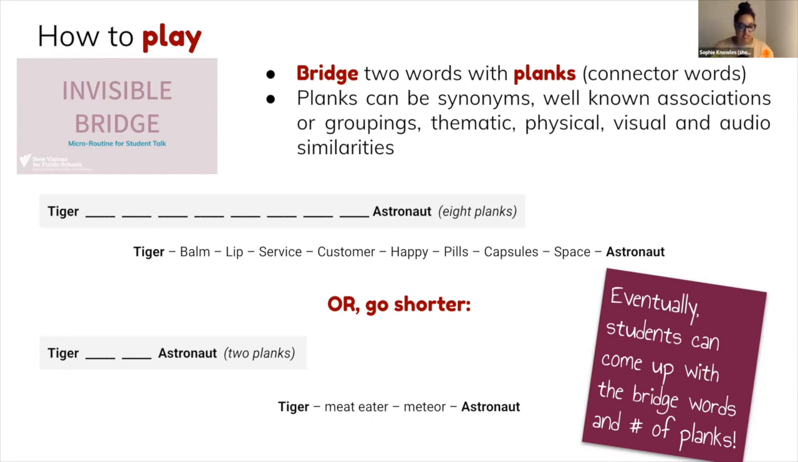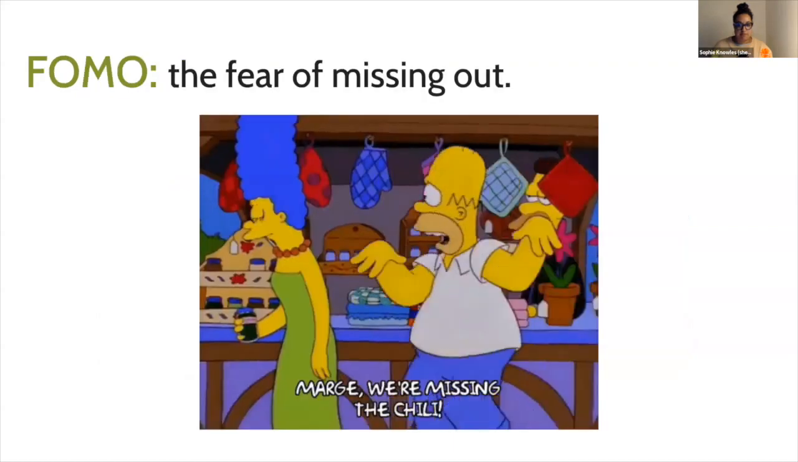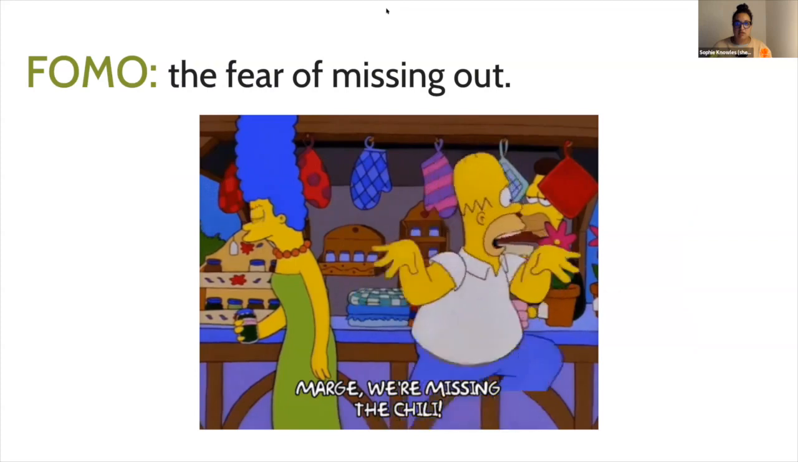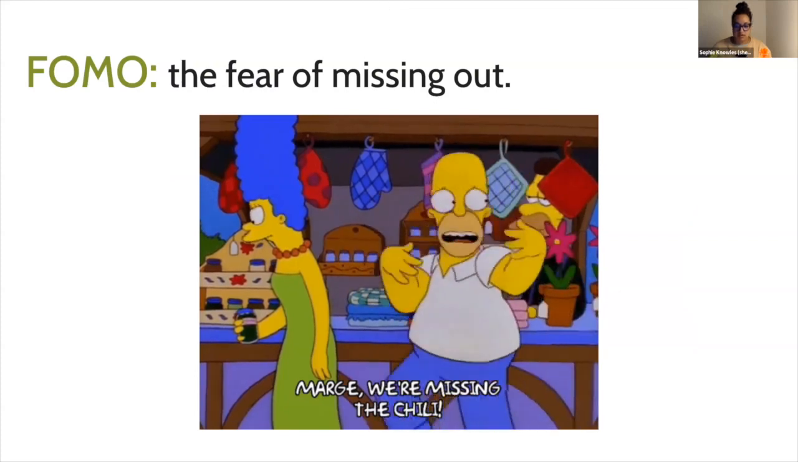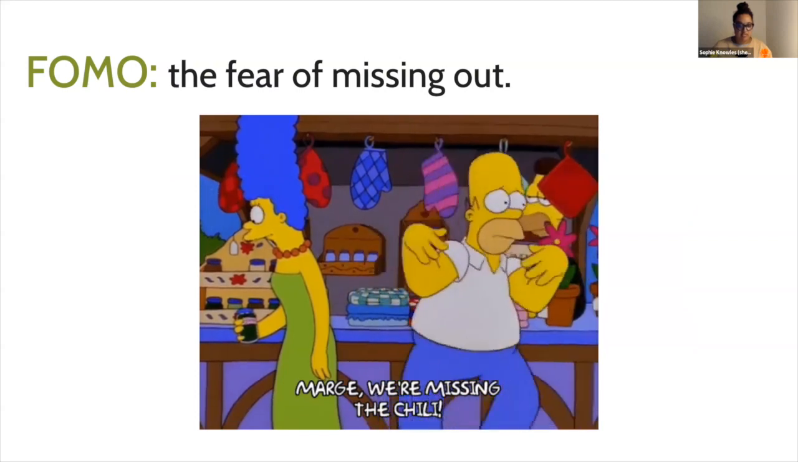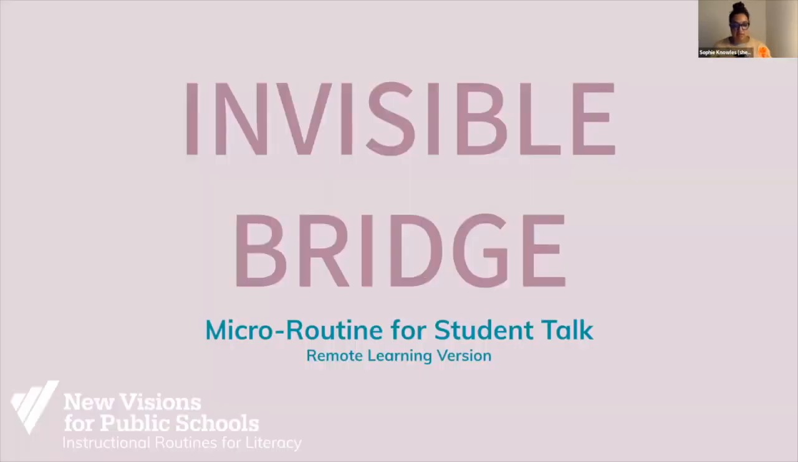Okay, let's just dive in. We can all be newbies to this. So we're going to look at these 2 words. One that we'll assume you've already learned in the past, diffusion, and FOMO, the fear of missing out. Okay, that's exciting. FOMO stands for fear of missing out. Ready? Invisible bridge.